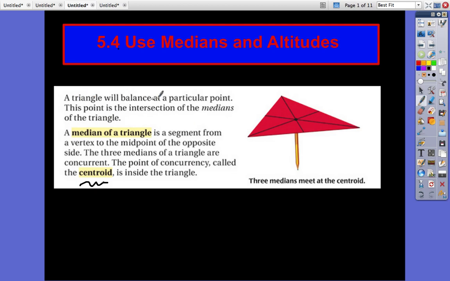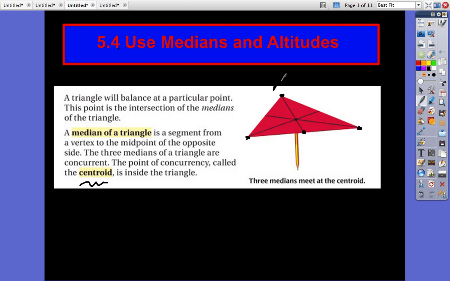A triangle will balance at a particular point. This point is the intersection of the medians of the triangle. A median of a triangle is a segment from a vertex to the midpoint of the opposite side. So, for example, here's a vertex, here's a vertex, and here's a vertex. The median is the segment that goes from the vertex down to the midpoint. So this point here would be the midpoint of this segment.